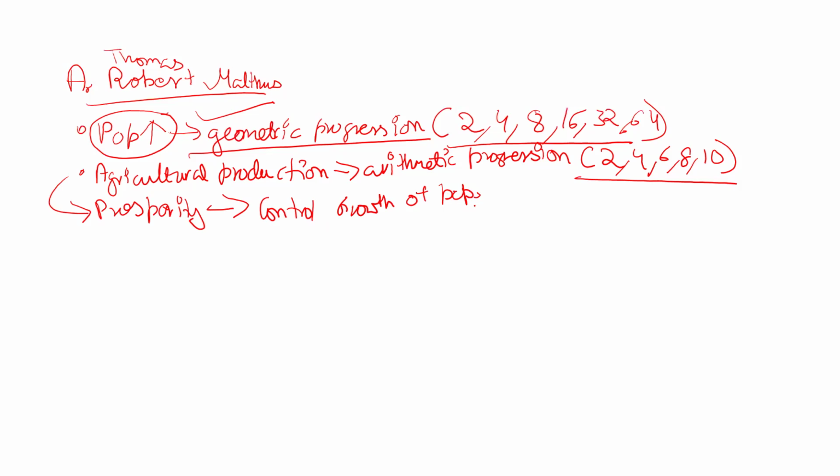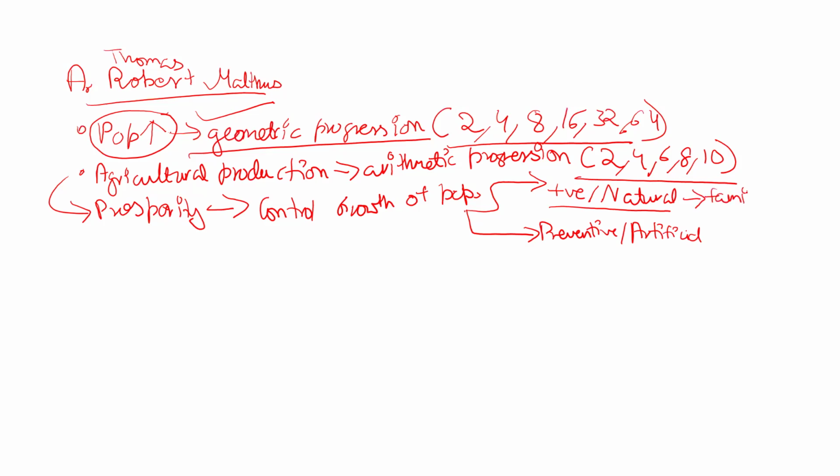And how will you do that? So he mentioned two ways to do that. The first method was positive checks or natural control methods, and the second method was preventive checks or artificial control. So positive or natural control methods were the natural disasters like famines, droughts, diseases or earthquakes, etc. And preventive or artificial control methods were like postponing marriages or practicing sexual abstinence or celibacy.